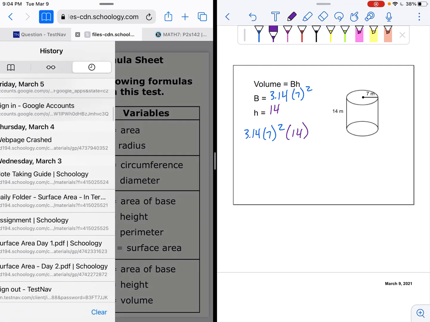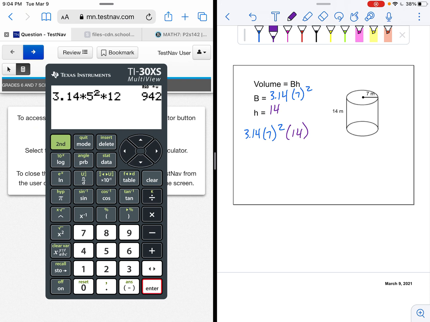Come over to our calculator. So I have 3.14 times 7 squared times 14. And so this one is 2,154.04 meters cubed. So really volume is rather easy.